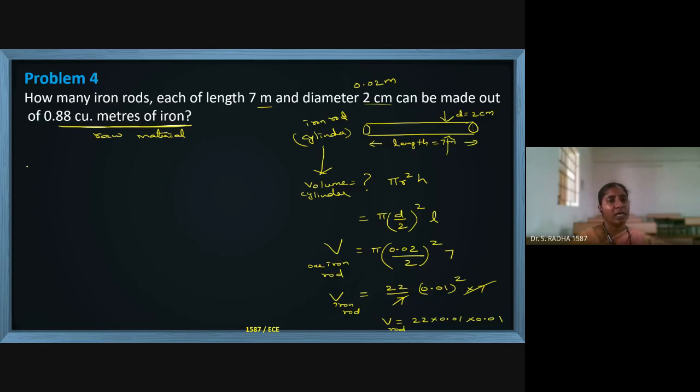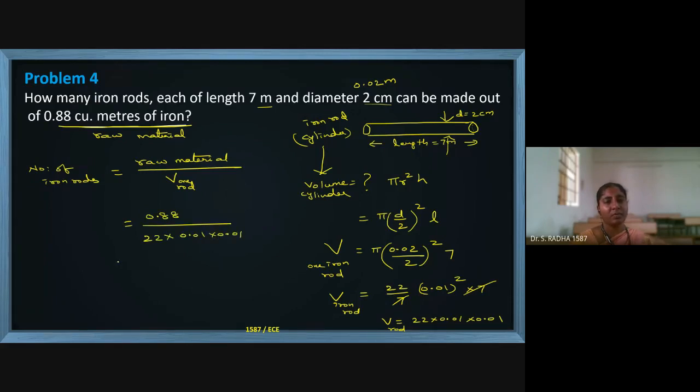Now, how many rods can be prepared? Number of iron rods equals raw material available divided by volume of one rod. So raw material available is 0.88 meter cube, divided by one iron rod, which is 22 into 0.01 into 0.01. Multiply numerator and denominator with 100, we will have 88 by 22 into 0.01.